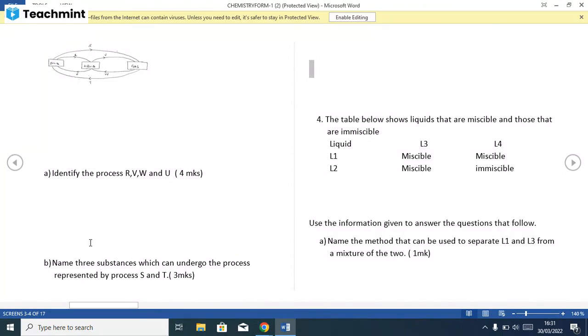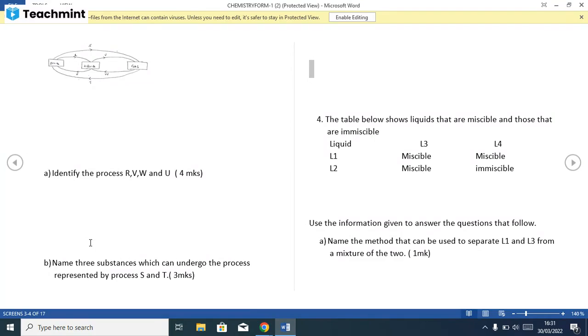Part B. Name 3 substances which can undergo the processes S and T. So that is sublimation, isn't it? And deposition. A substance that can undergo sublimation can also undergo deposition. Those are benzoic acid. Solid carbon (IV) oxide. Correct.